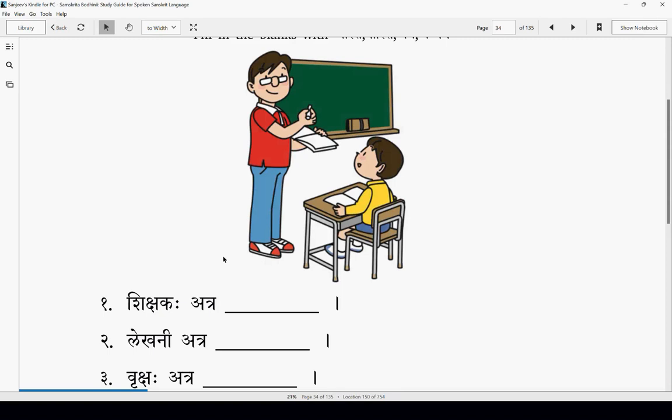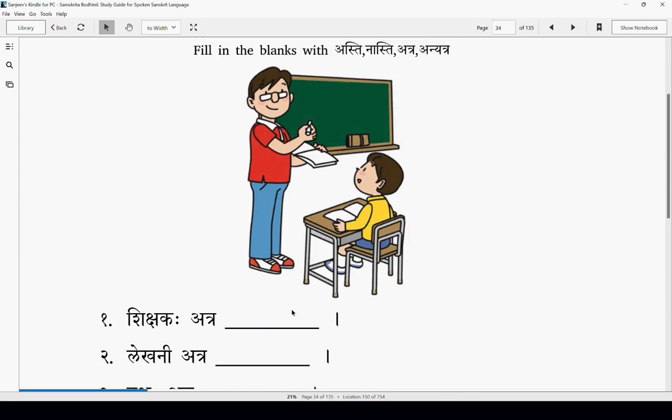Shikshakaha atrasti kim. I can ask the question. Shikshaka atrasti kim. Is the teacher here? Kim is the question here. What is the answer? Shikshaka atra asti. And lekhani atra asti kim? Lekhani, pen. Atra.